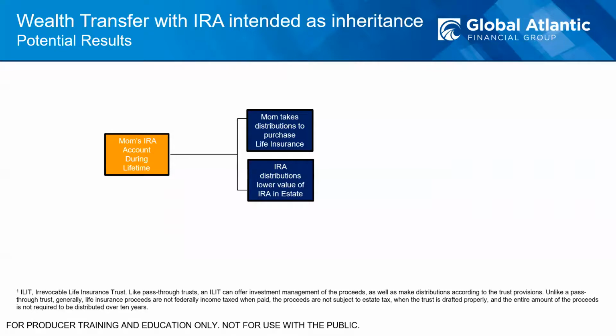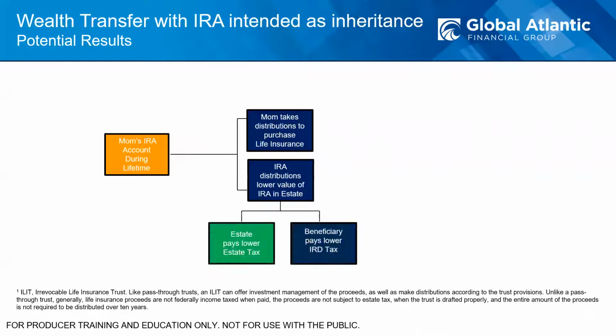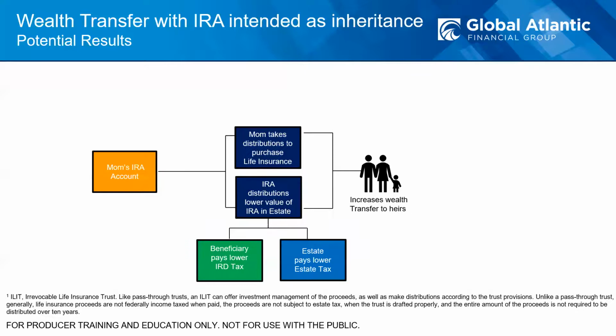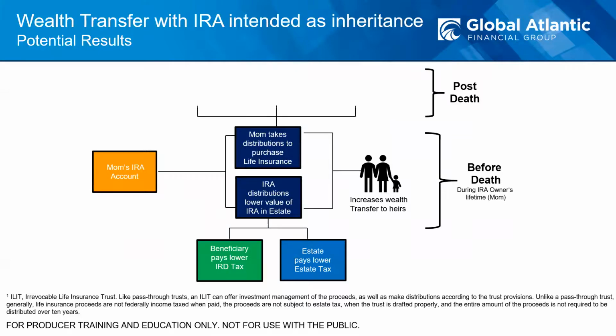Mom takes those distributions, and the IRA distributions lower the value in the estate, so the estate pays a lower estate tax and the beneficiary pays a lower federal income tax. So you transfer more to heirs. That's before death. Mom does all of that in order to lower the value of the IRA. Post-death, Johnny receives the IRA, but whatever's left in it.